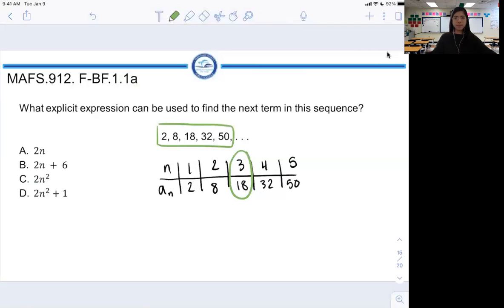All right, C, let's check. 2n squared. 2 times 3 squared. What's 3 squared? 3 times 3 is 9. 3 squared is 9. 9 times 2 is 18. There you go.